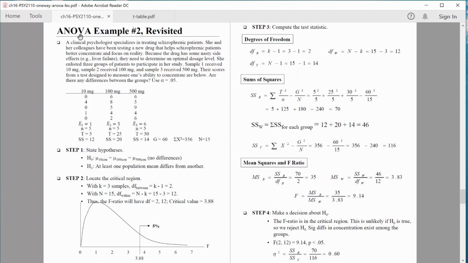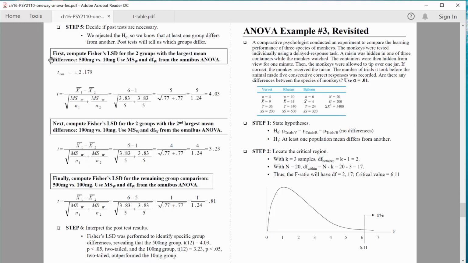Let's go back and look at the means and figure out which groups we want to compare first. I want to look for the biggest difference that exists. I see the difference between the 10 milligram group and the 500 milligram group is the biggest difference we have. That's a difference between 6 and 1 on that measure of concentration. Let's compare those 2 groups first. So this section makes that clear. It says first, compute Fisher's LSD for the 2 groups with the largest mean difference, 500 milligrams versus 10 milligrams.